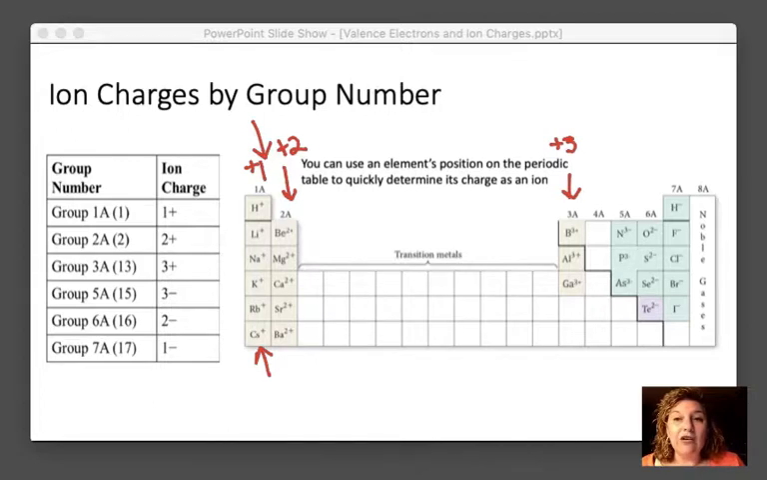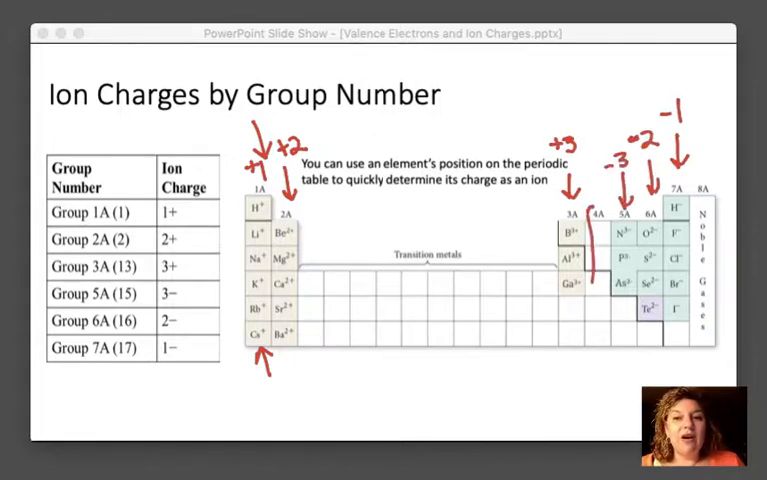Now over here in group 7A, they're all going to gain 1 electron because they have 7, right? So they're going to gain 1 electron, so they're going to end up with a -1 charge. These guys are going to end up with a -2 charge. And these guys are going to end up with a -3 charge.